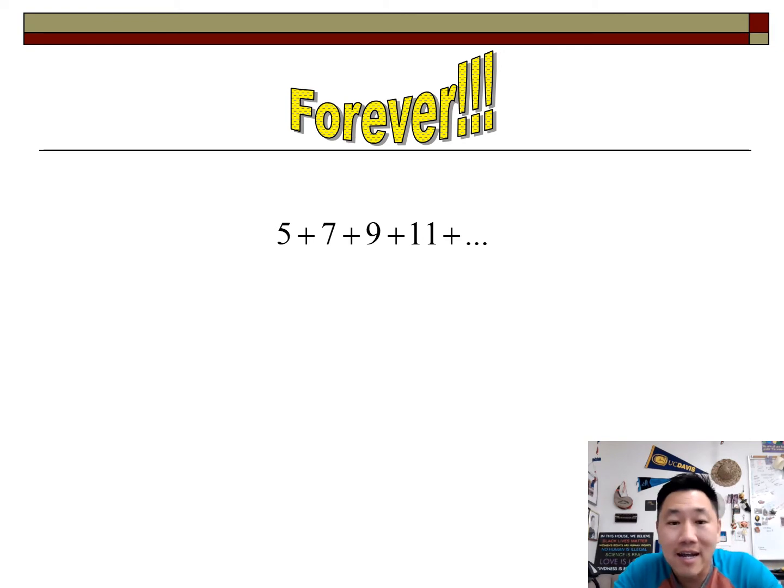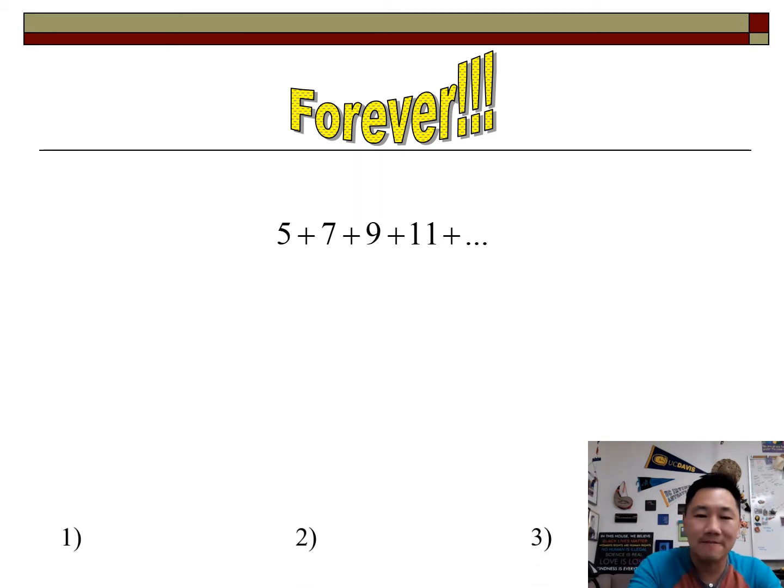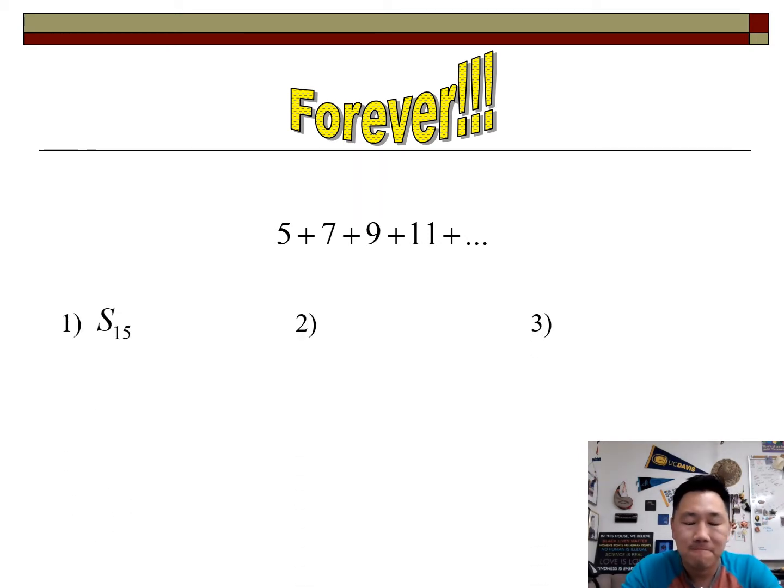Clearly it is an arithmetic series. You're adding 2 every single time to get the next number. But we've done it so that I've asked you for a certain finite series. What happens if I ask you to do it forever? Let's see. Let's go ahead and see what happens if I just ask you for the first 15 terms added together.